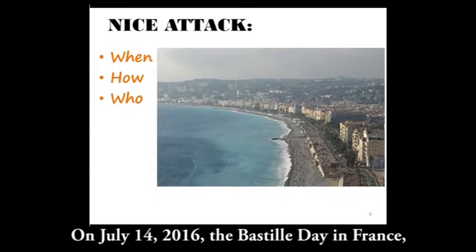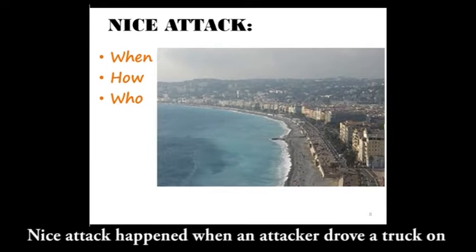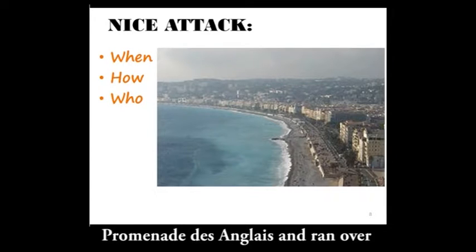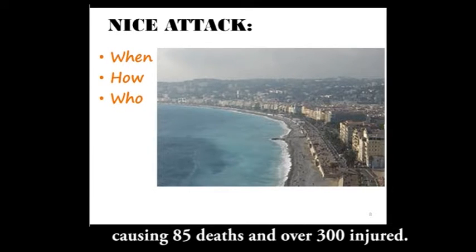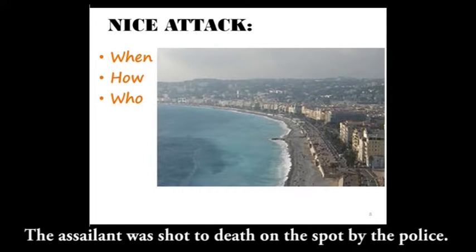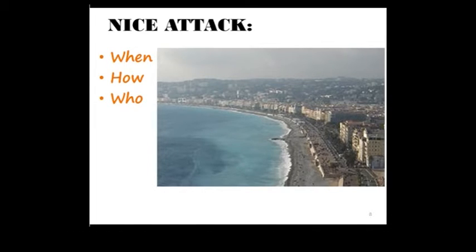On July 14, 2016, the Bastille Day in France, Nice attack happened when an attacker drove a truck on Promenade des Anglais and ran over the crowd with random shooting, causing 85 deaths and over 300 injured. The assailant was shot to death on the spot by the police.